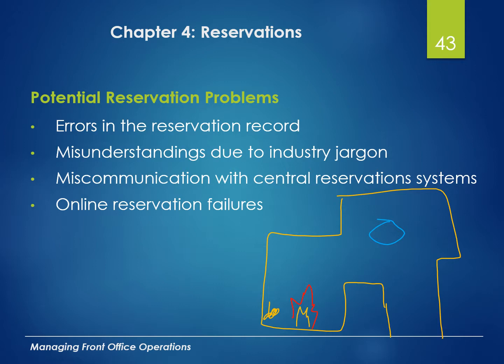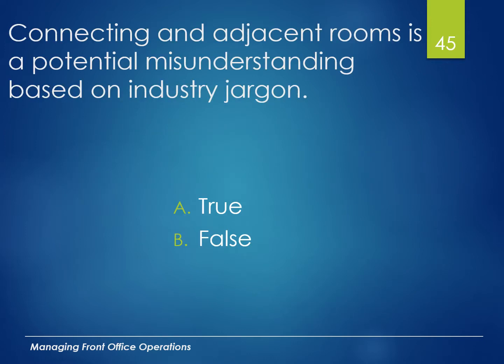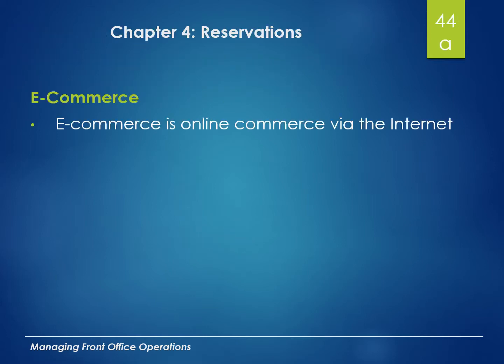So according to the guidelines and what was described, I was either close to the pool or a fire pit. So I was within the description, but it didn't make sense to me because I was focused on being close to the pool. Once they explained that to me, and also the fact that these were all exterior rooms that open out into the courtyards with different amenities in the room, it was understandable. So connecting and adjacent rooms is a potential misunderstanding based on industry jargon, and that is true for sure.